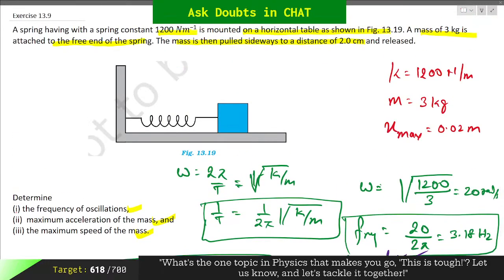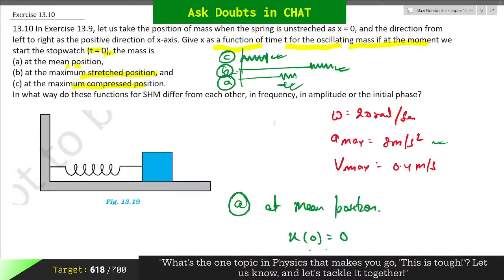So let's move to the next question. Here in this question, it is referring to the previous question. In exercise 13.9, let us take the position of mass when the spring is unstressed at x equals 0 and the direction from left to right as the positive direction of the x-axis. Give x as a function of time t for oscillating mass, if at the moment we start the stopwatch t equals 0, the mass is at the mean position, the mass is at the maximum stretched position, and the mass is at the maximum compressed position.